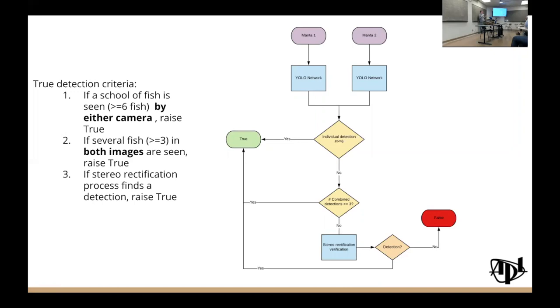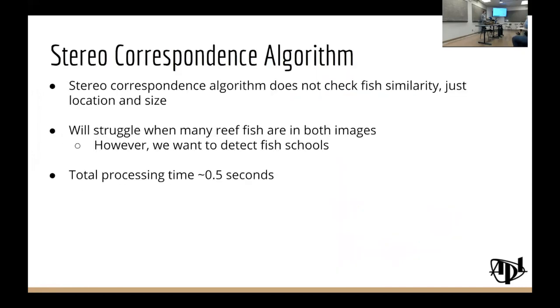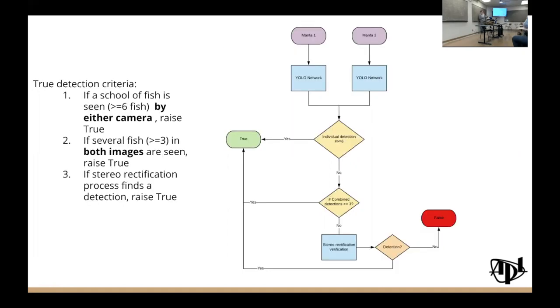If both images find greater than three fish, we also classify that as true. And the reason is because that's a very weak point in the algorithm where it'll probably classify as true anyway, and I just don't want to go through the processing time. So classify it as true. And then finally, if neither of those are true, we go through that stereo rectification approach that I just showed. If that produces true, then we say it's true, otherwise we say it's false. So that's the updated algorithm.